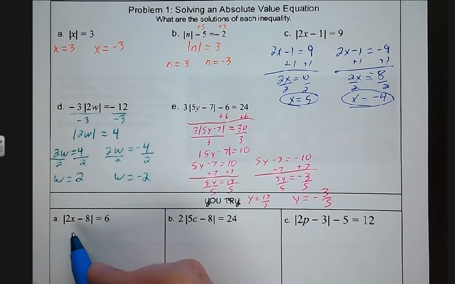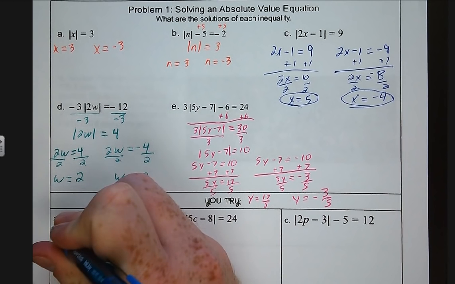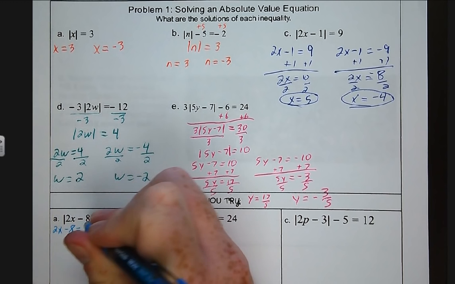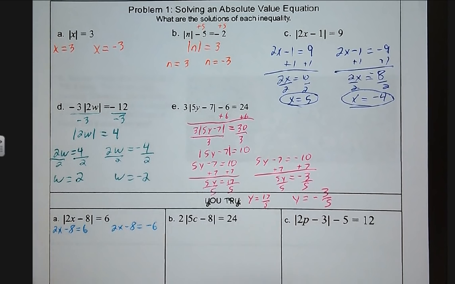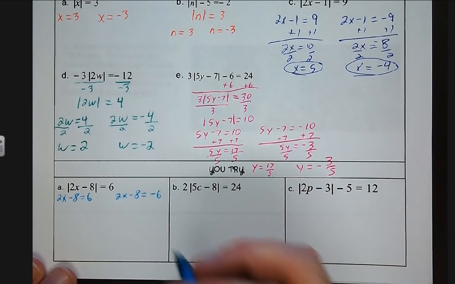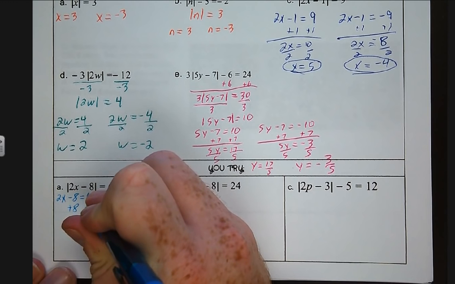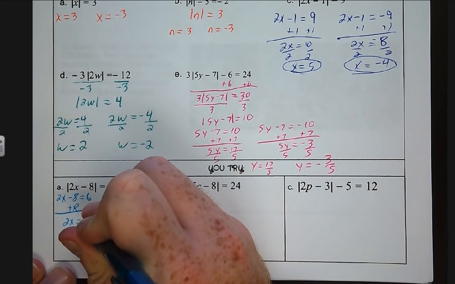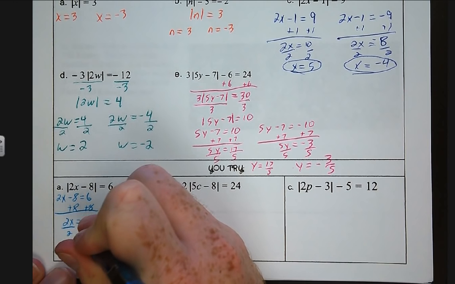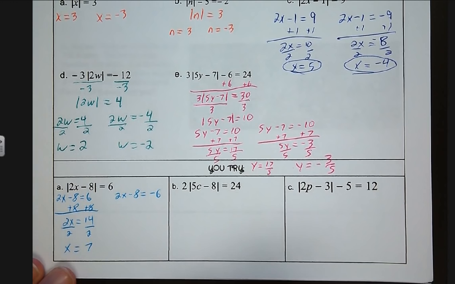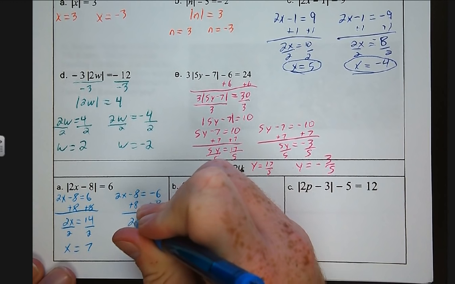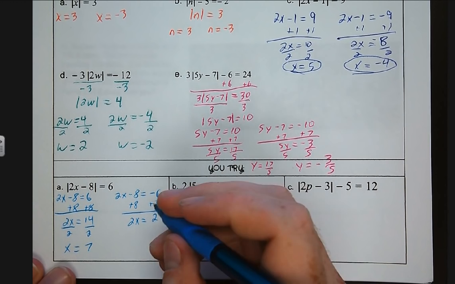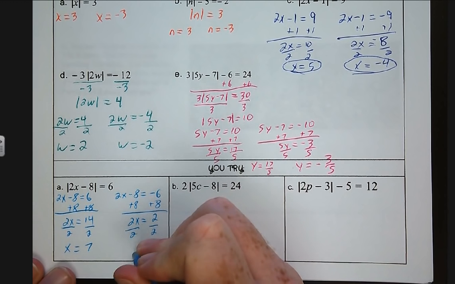So letter A, we have the absolute value isolated already, so we can just go ahead and split it into its two pieces. 2x minus 8 equals 6, and 2x minus 8 equals negative 6. Start by adding 8 to both sides. 2x is equal to 14. Divide by 2, and x equals 7. For the other one, add 8 to both sides. 2x is equal to positive 2. Divide both sides by 2. X is equal to 1.